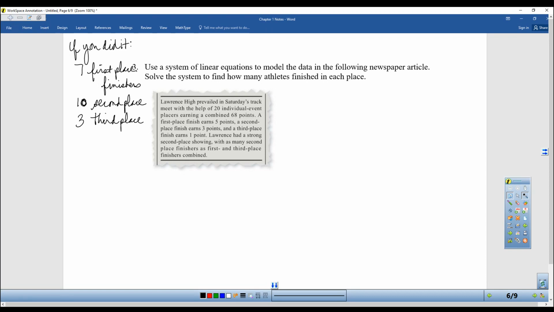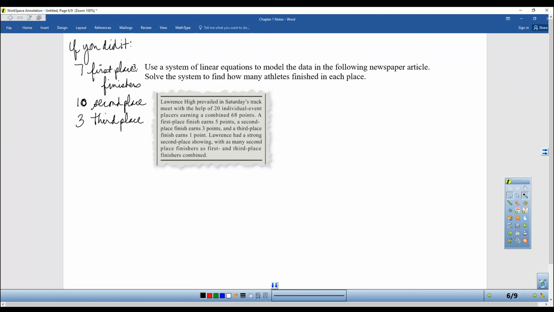You can keep watching. So Lawrence High prevailed in Saturday's track meet with the help of 20 individual event place earners, earning a combined 68 points. A first place finish earns 5 points. A second place finish earns 3 points. And a third place finish earns 1 point. Lawrence had a strong second place showing with as many second place finishers as first and third place finishers combined.